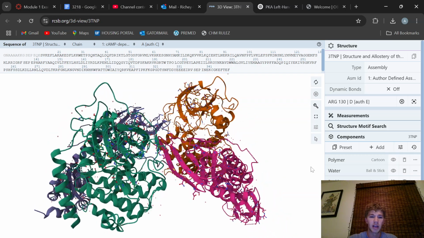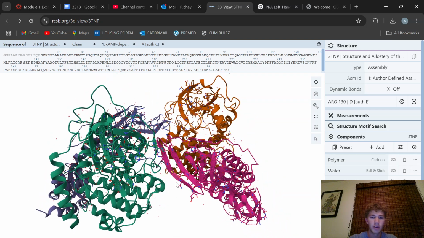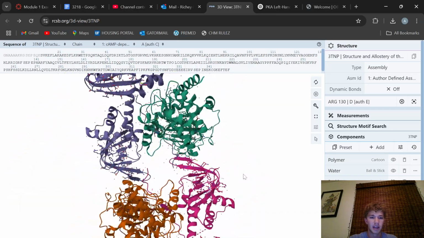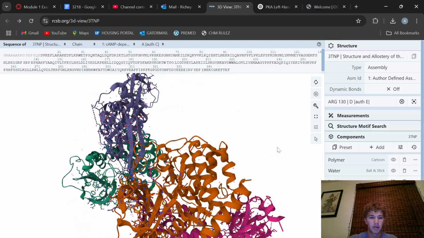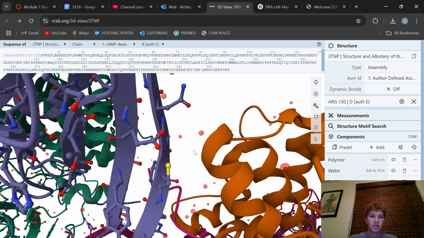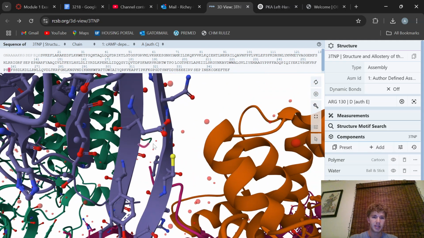So let's look. We have no parallel. Parallel would mean that the arrows are facing in the same direction. We don't see that. We only see anti-parallel beta sheets on this entire molecule. And let's take you in for a closer look on one of them. Okay, here we go. Wow, that was terrible. Okay, so these two are anti-parallel.